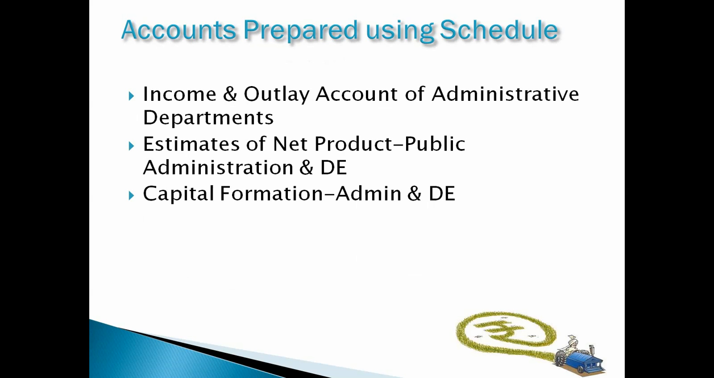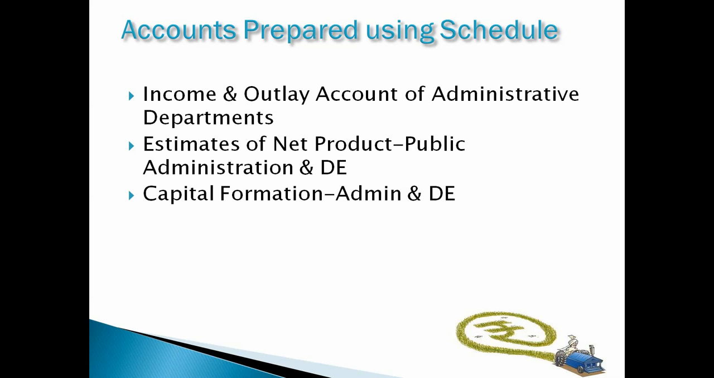Data obtained by canvassing the schedule is processed for preparing the 3 accounts, which are income outlay account of administrative departments, which deals with the current revenue and expenditure of administrative departments, and estimates of net product. This account is prepared for both administrative department as well as departmental enterprises. Net product of administrative department comprises of compensation of employees, pensions and other benefits, and net product of departmental enterprises is sum of compensation of employees, rent, interest and profit of departmental enterprises.